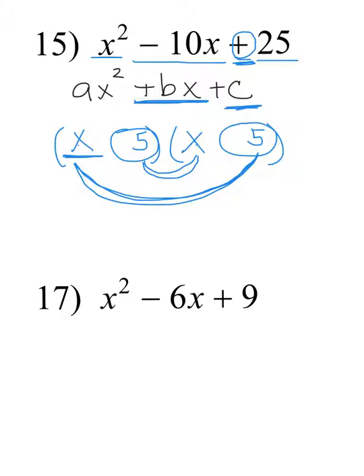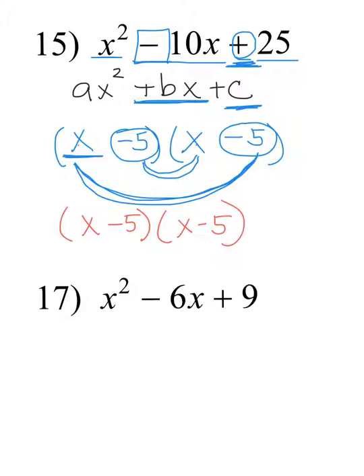We also know that the signs have to be the same because this is a positive, and they have to match the sign of the center term. So these have to be negative. Now I have a whole bunch of scribbling here, so I'm going to rewrite it all in red. So we have x minus 5 times x minus 5.